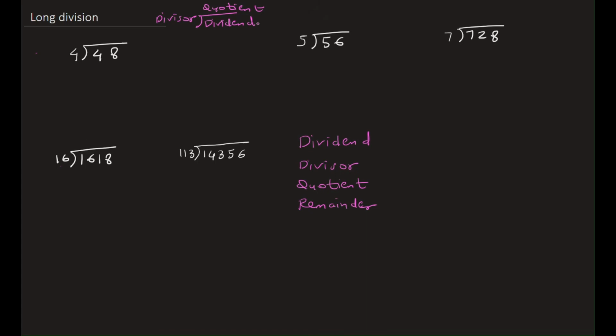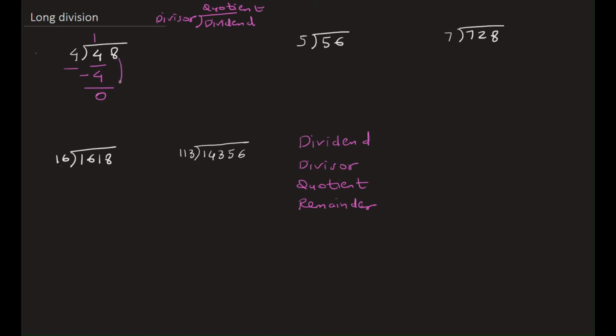Let's consider the first sum, which is 48 divided by 4. 48 is the dividend, 4 is the divisor. I have to consider the first digit of the dividend, which is 4, and the divisor is also 4. So 4 goes exactly once in 4. So 1 is the quotient. I write 1 in the quotient space. I multiply that 1 in the quotient with 4 in the divisor, write the product over here and subtract the product from the dividend. The answer is 0.